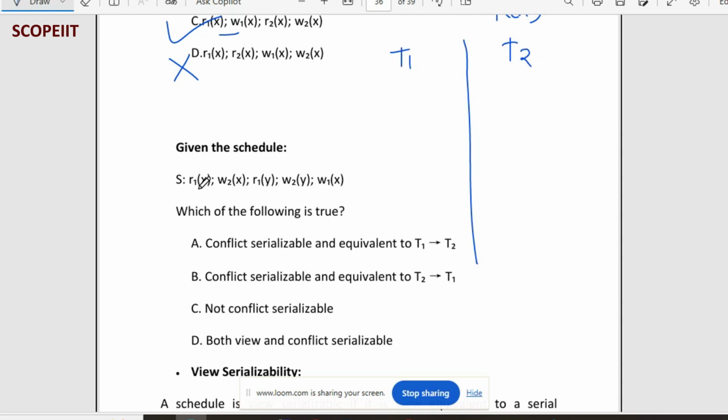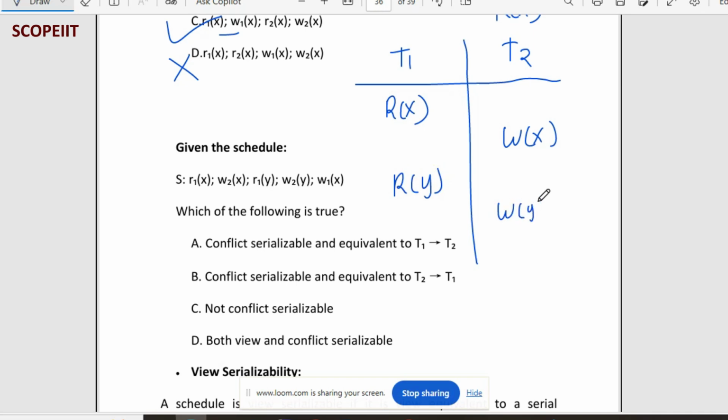Then R1 of x, so in transaction T1, R of x. W2 of x, so in transaction T2, W of x. R1 of y, so in transaction T1, R of y. Sorry, not W. Then W2 of y, so in transaction T2, W of y. Then W1 of x, so in transaction T1, W of x. That's a little below where I have written.